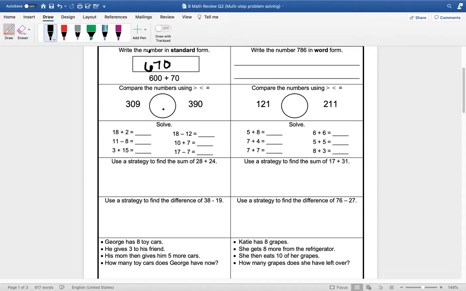Comparing the numbers using greater than, less than, or equal to. Let's see, so we need to look at our hundreds place first. If we look at our hundreds place on both sides, we have 3. So then we would go look at our tens place. And this one has 0 and this one has 9. So 9 is greater than 0. So you would use the less than symbol because 390 would be greater than 309.